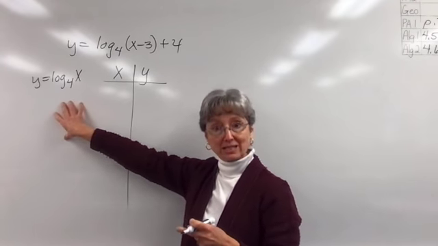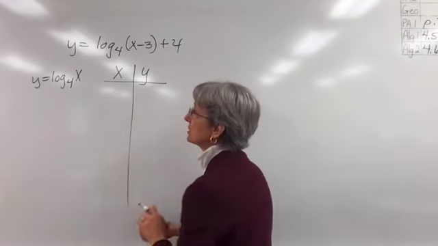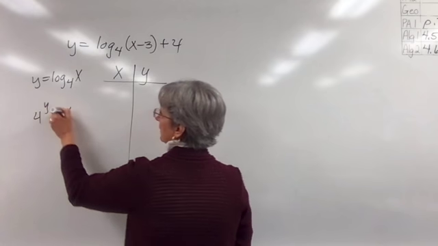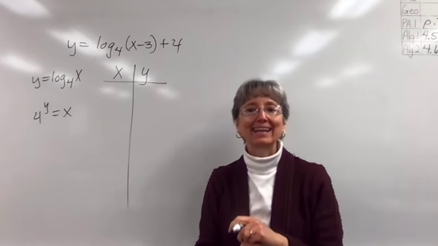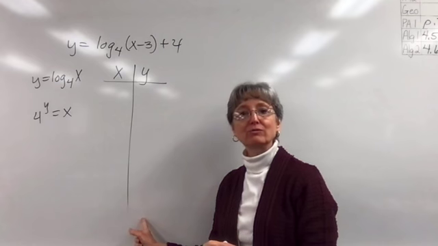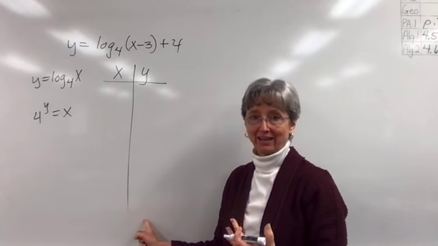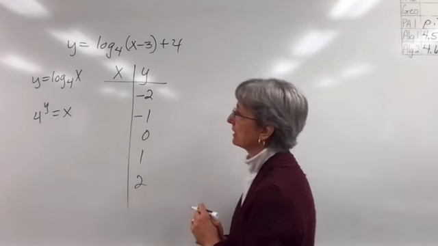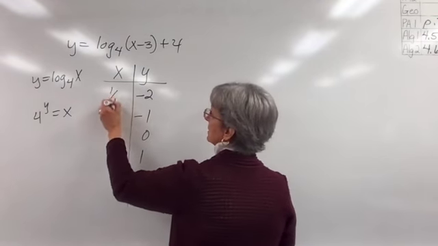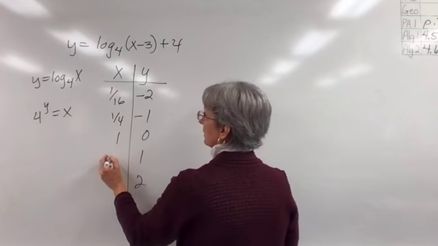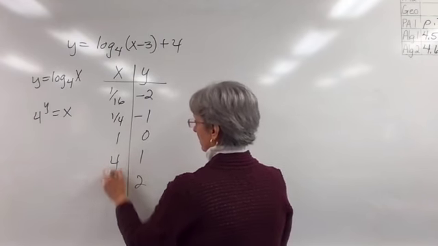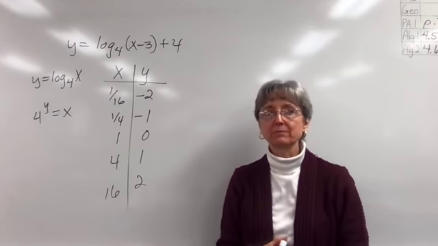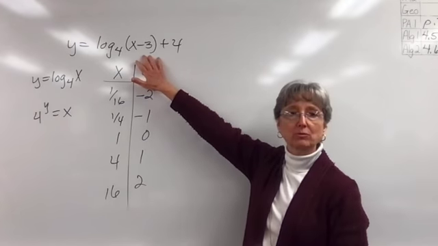Then to make it easier, if you need to, switch it to exponential. This means 4 to the power of y equals x. Now put -2 through 2 in the y's, and then build your table just of the parent function like this. So this would be 1/16, 1/4, 1, 4, and 16. Now that's the parent function and where it would be.